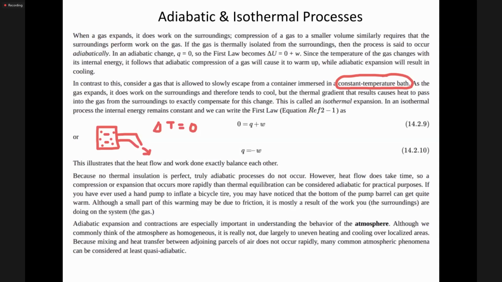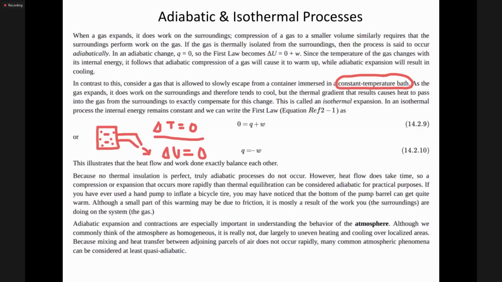Now, in an isothermal expansion, the internal energy will remain constant because delta T is 0. If delta T is 0, there is no change of thermal energy of the molecules, so the internal energy will also remain unchanged. So that will result in delta U equal to 0. For an isothermal process, where the temperature is constant throughout the process, delta U is equal to 0. So in an isothermal process, the internal energy always remains constant.